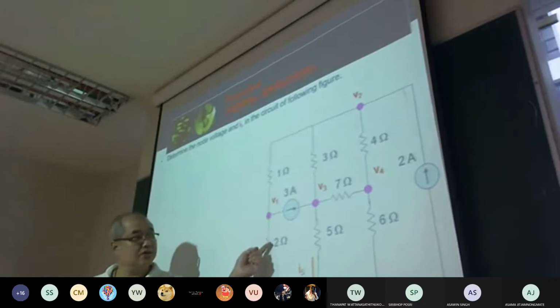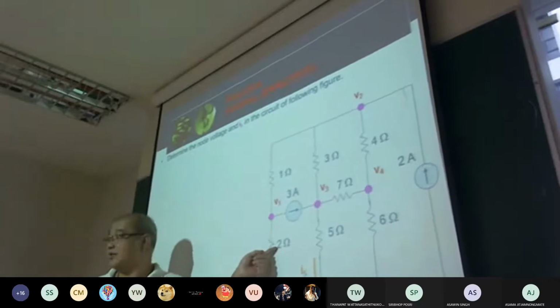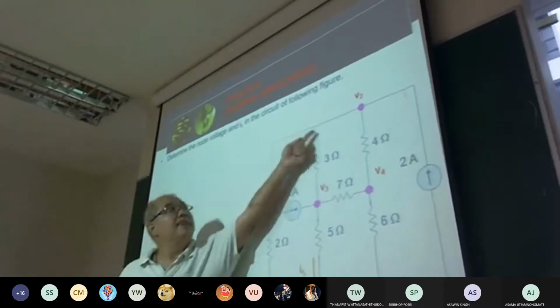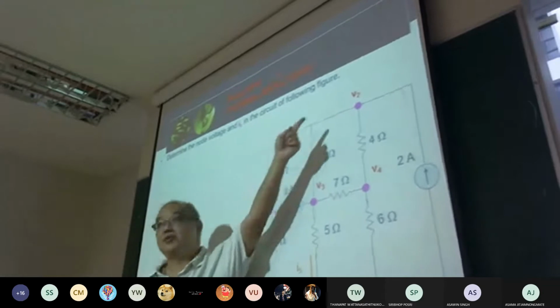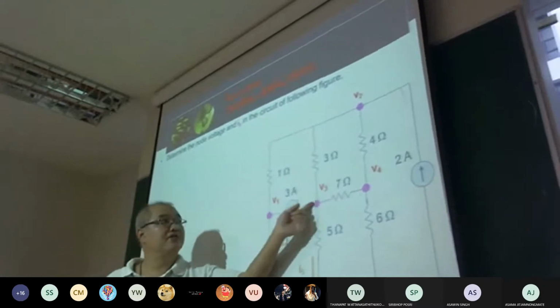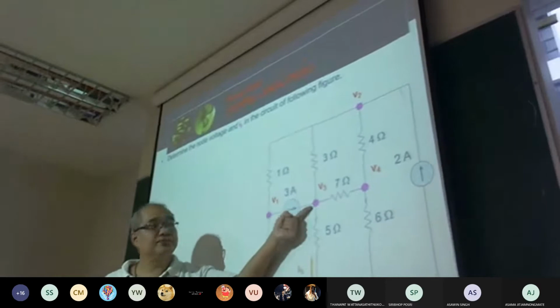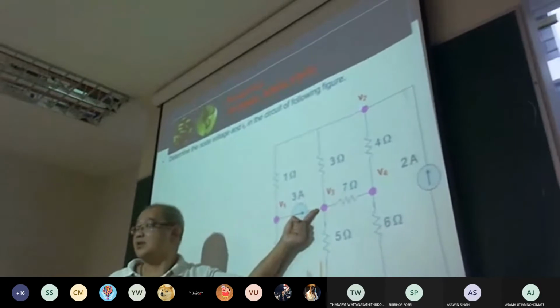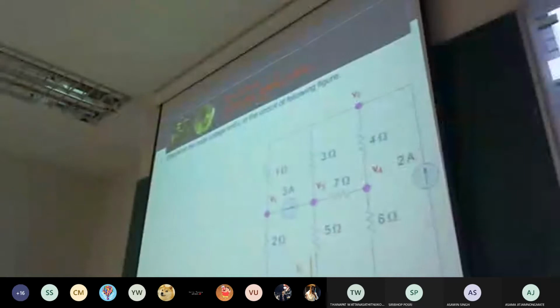V1 minus 0 divided by 2. V1 minus V2 divided by 1. For this node, how many branches connect to it? 4, right? 4 nodes. The first one is here. Don't stay there.